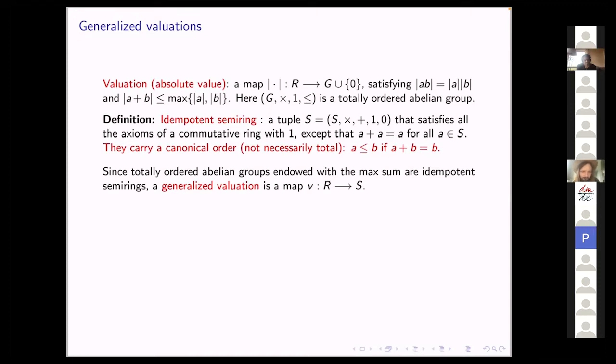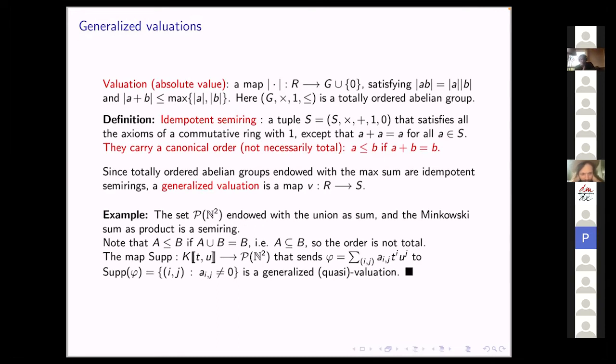If your order is total, that's to say any pair of elements are related to each other, then you fall into the classical setting of Krull valuations, or valuations, or absolute values of rank 1, or rank at most 1. But if you allow yourself to work with this kind of objects, you get new things.